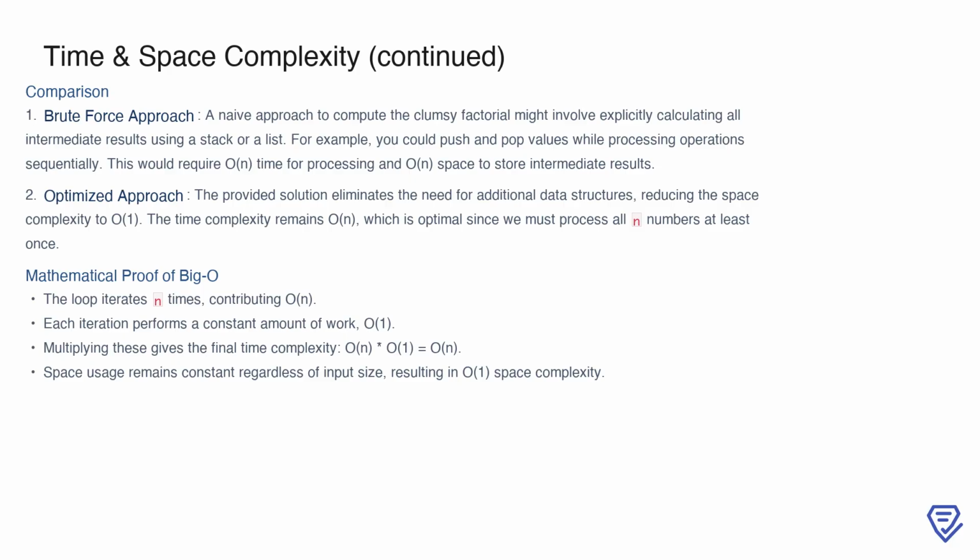Mathematically, the loop iterates n times, and each iteration performs a constant amount of work. Multiplying these two factors confirms our final time complexity of O(n). Since the memory usage is constant and does not depend on the size of the input, the space complexity remains O(1).